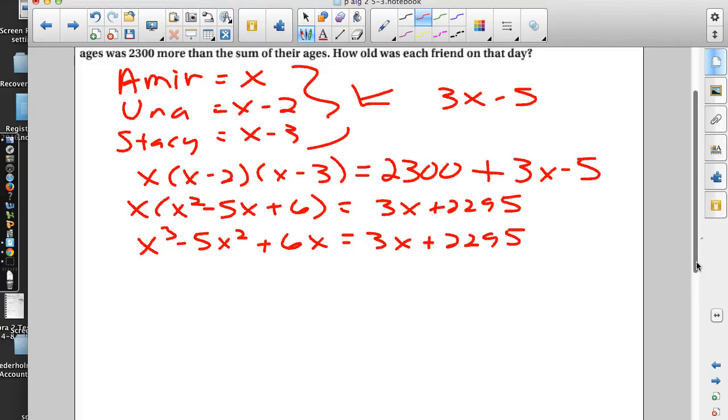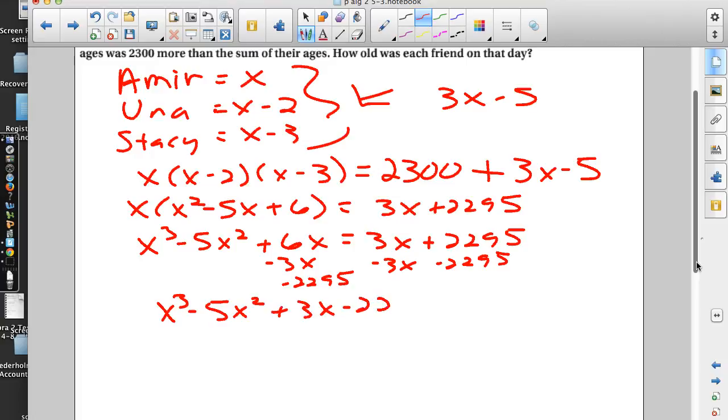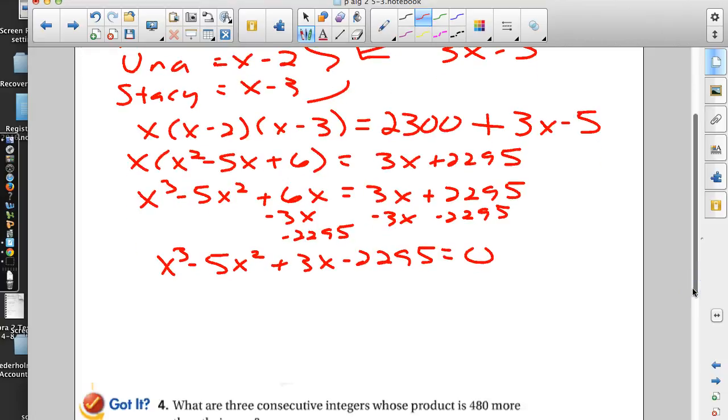Now you stop and you ask yourself, what am I really trying to do in terms of math? I'm trying to solve. I mean, I want an answer. I'm solving. Okay, solving. Solving is finding the zeros. Oh, I have to have a 0. So I'm going to have to subtract the 3x and the 2295. So we'll get x cubed minus 5x squared plus 3x minus 2295 equals 0. Whew. That's a polynomial. All right.